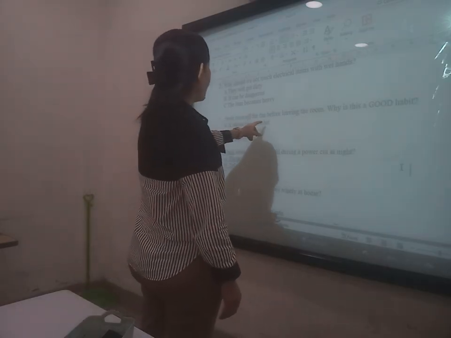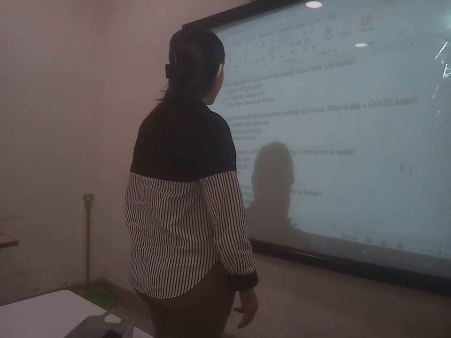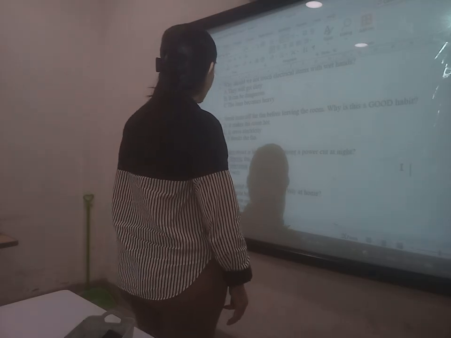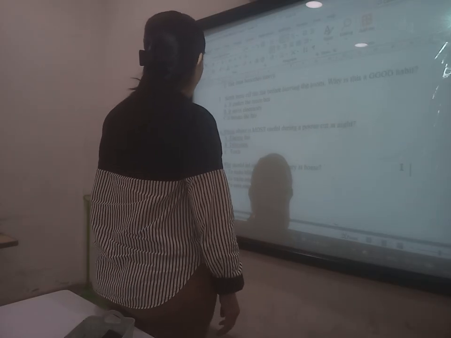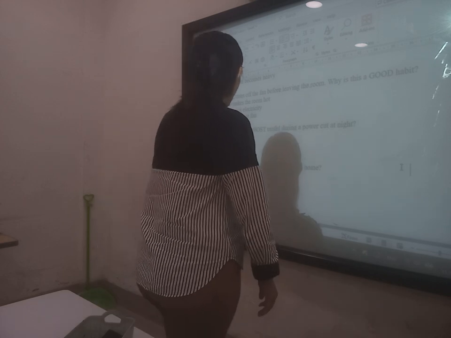Sarah turned off the fan before leaving the room. Why is this a good habit? This is B. It saves electricity. Next. Which object is most useful during a power cut at night? It is C. Torch.